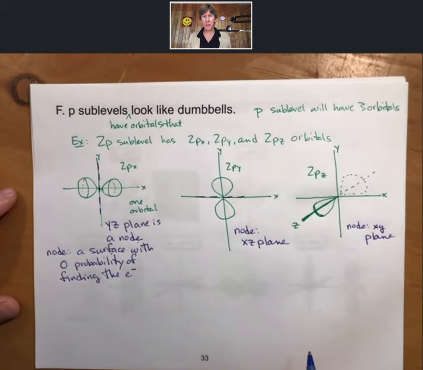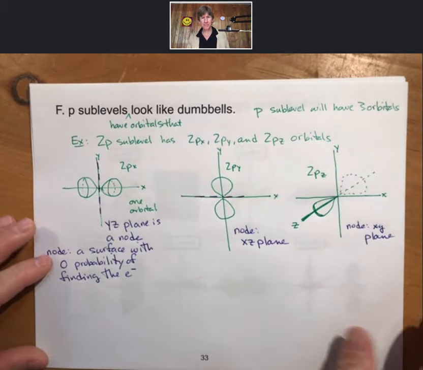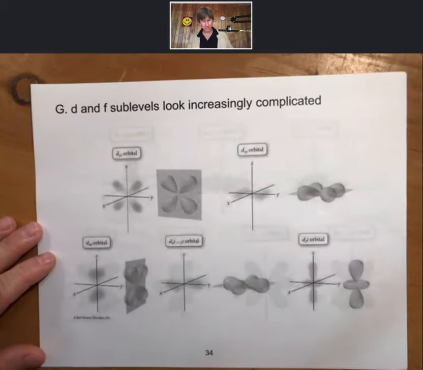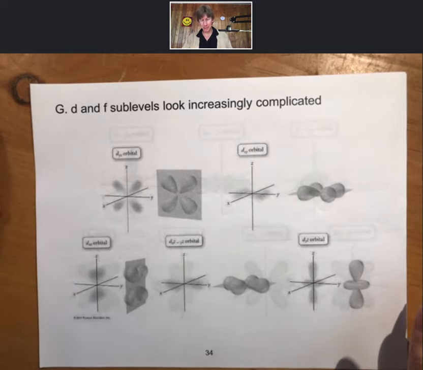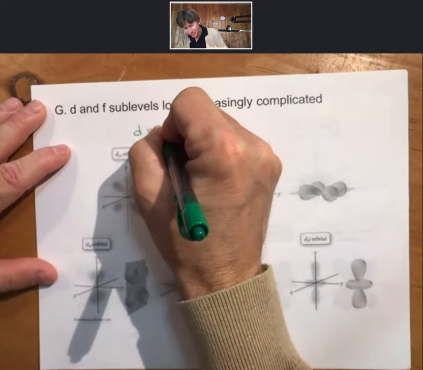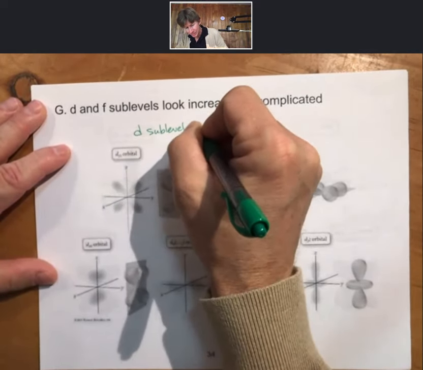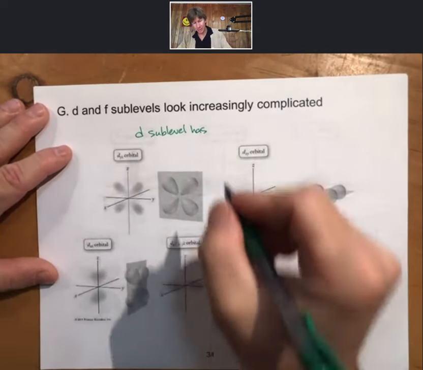And those are our P orbitals. So a P sublevel will have three orbitals. One, two, three. D and F sublevels look increasingly complicated. A D sublevel has one, two, three, four, five orbitals.